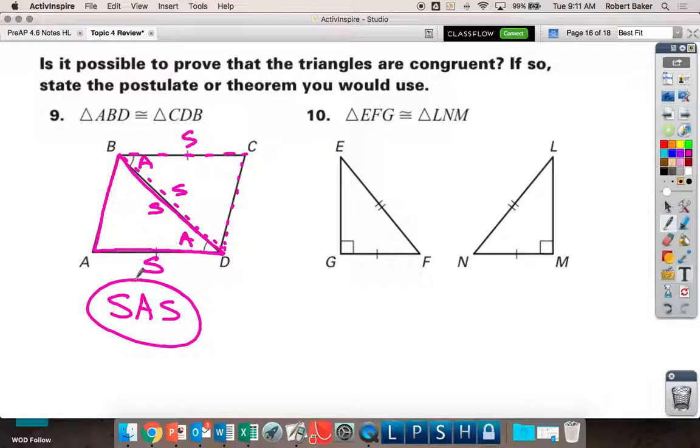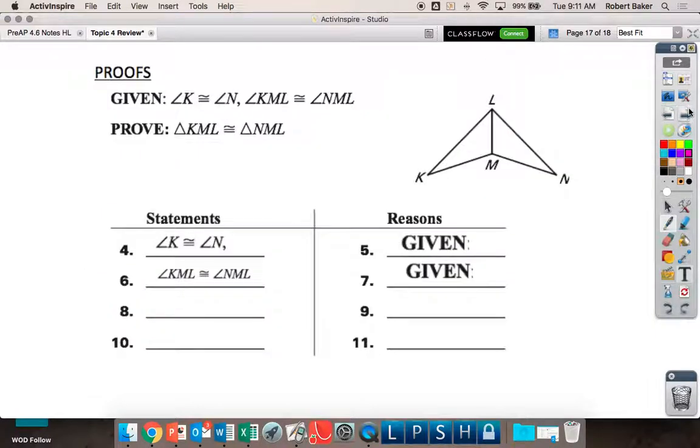Number 10, are those two triangles congruent? Yes. What shortcut did you use? HL. You have the HL shortcut. Oh, yes. I hate this thing. It will look exactly like this on your test. The only difference is on your test, these blanks will be filled out for you. Hence, I will do it.